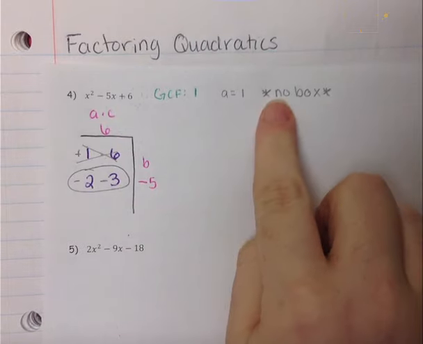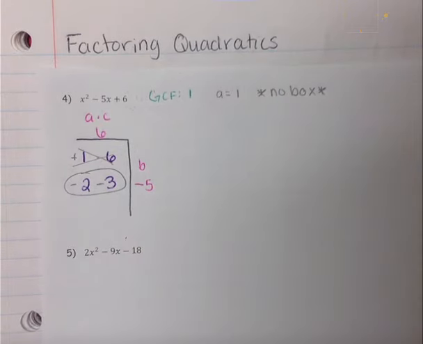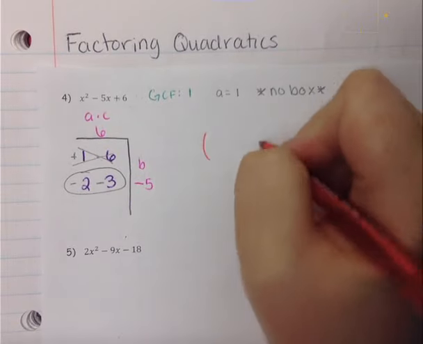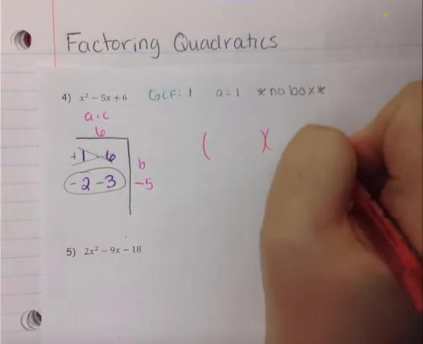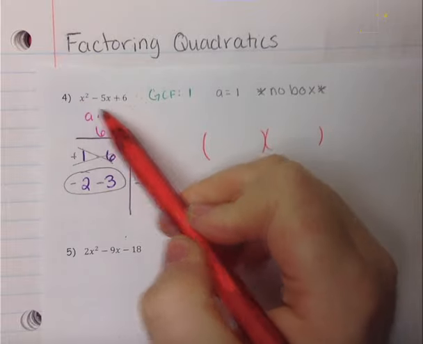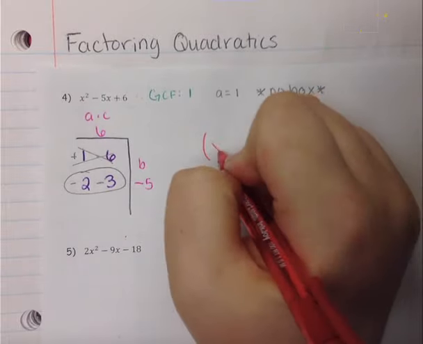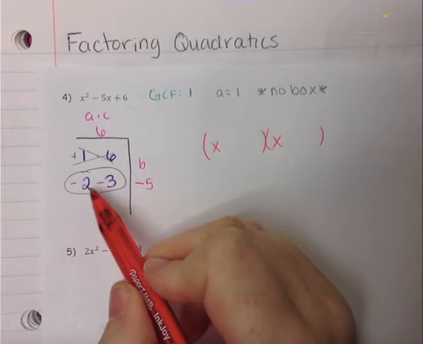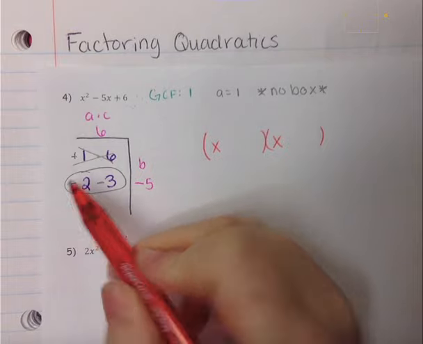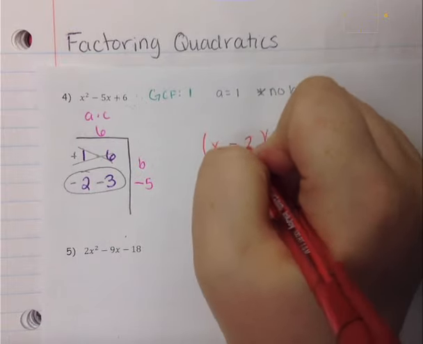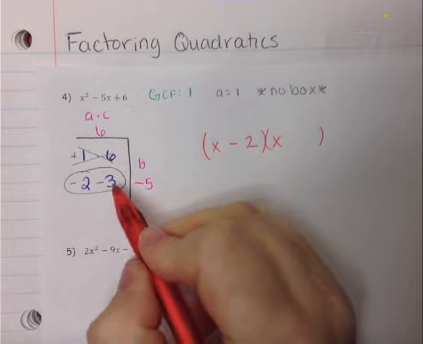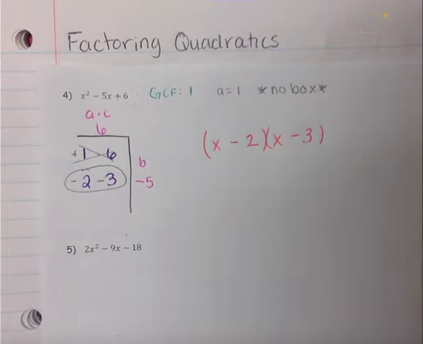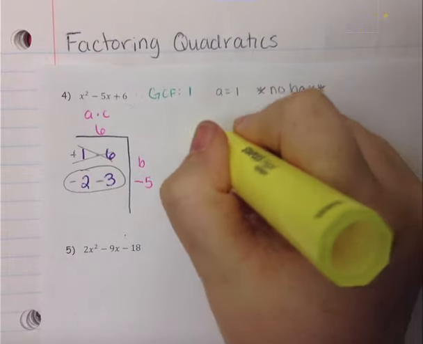Now, since we do not have to use the grouping box, we can go straight into our answer. Our GCF is 1, so I don't have to write anything on the outside. I'm going to go ahead and go to 2 sets of parentheses. Since I have the letter x, I just need to make sure I put an x in the front of both of these. And then I'm going to use my numbers from our half box. My minus 2 will go into that first set of parentheses, and then the minus 3 will go into the second set of parentheses. And these are your factors of x squared minus 5x plus 6.